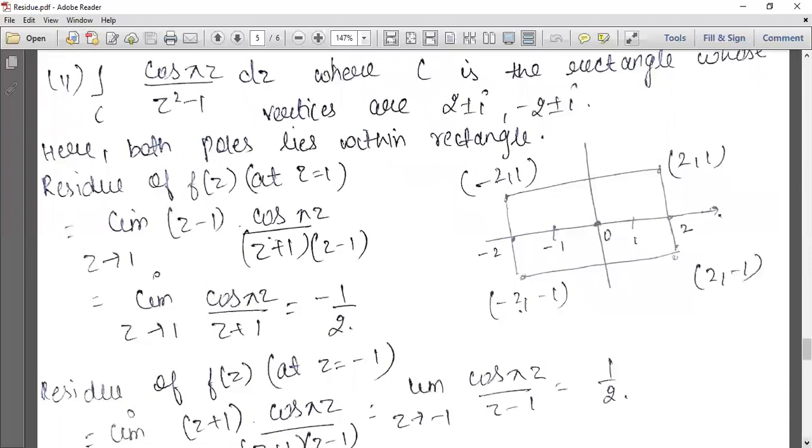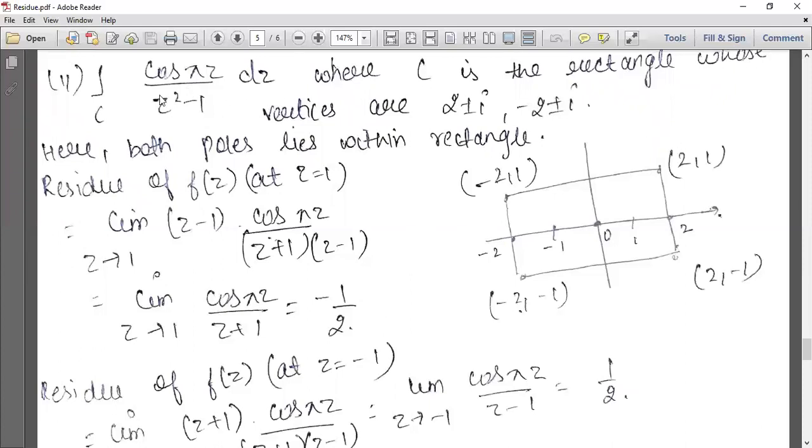Okay. And the second part of the same question is integral over c of cos pi z divided by z square minus 1 dz, where c is a rectangle whose vertices are 2 plus minus iota and minus 2 plus minus iota. So one vertex is 2 plus iota. 2 plus iota means your real part is 2, imaginary part is 1, which is this point. And 2 minus iota is this point. So minus 2 plus iota is this point and minus 2 minus iota is this point. So this is your rectangle.